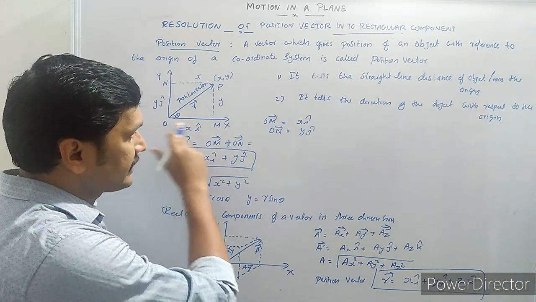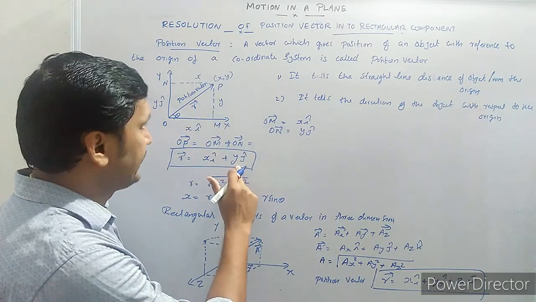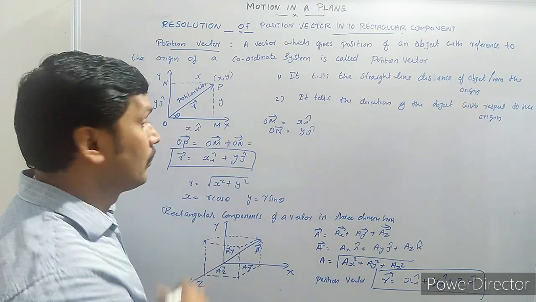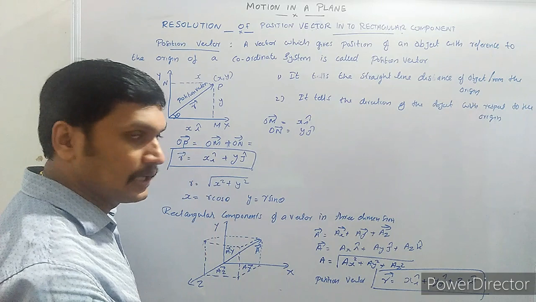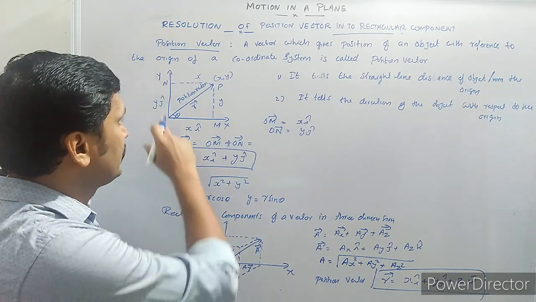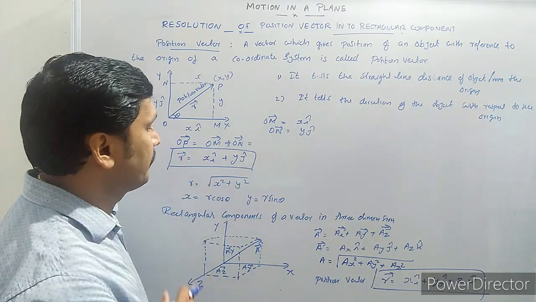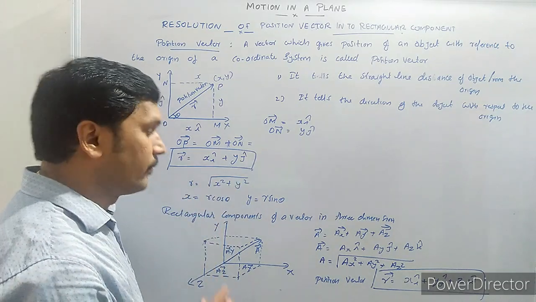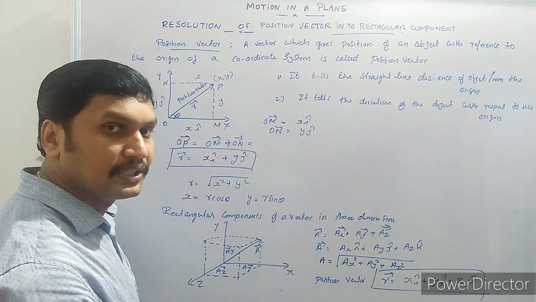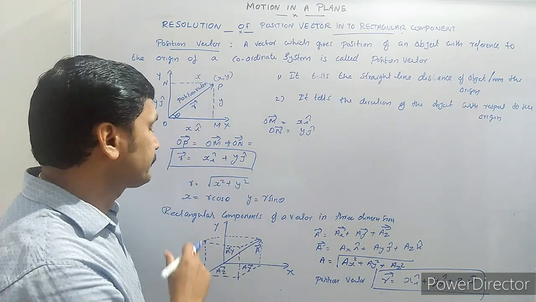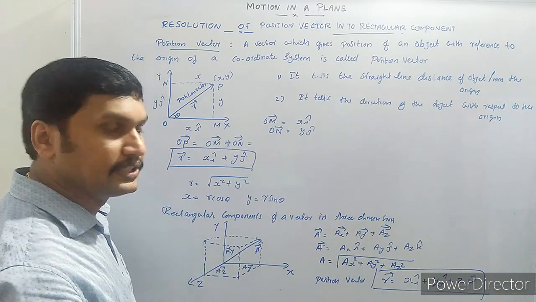Xi is the x component or horizontal component of the position vector. Yj is the vertical component of the position vector. Xi and yj are mutually perpendicular to each other. The magnitude of this position vector can be written as r is equal to root of x square plus y square. Also we can write x is equal to r cos theta and y is equal to r sin theta, which we already discussed.